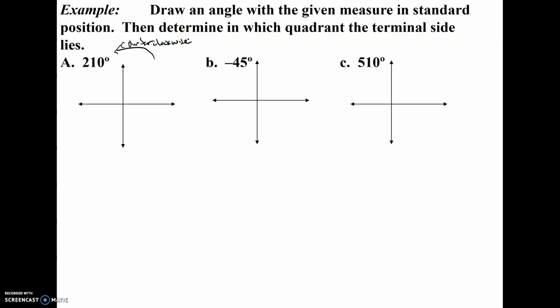counterclockwise. Okay, so if you think about it, 1/4 turn would be 90, 2/4 turns would be 180. And then 3/4 turns would be 270. So to go 3/4 turns would be way too much. So we know that 210 degrees falls between 180 and 270. So that means it's going to look something like this.